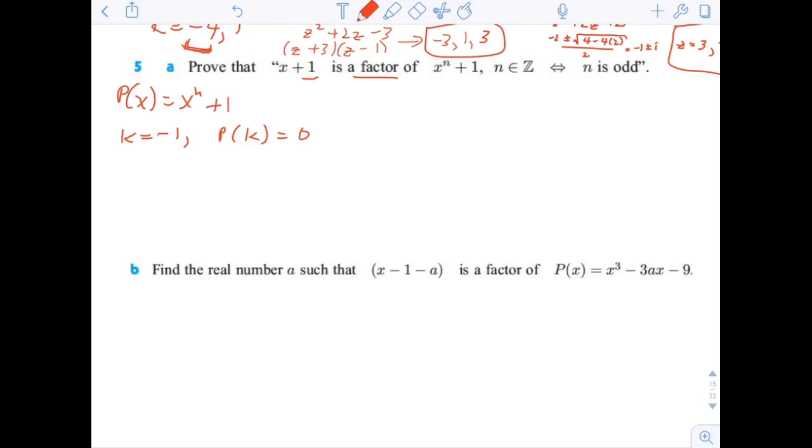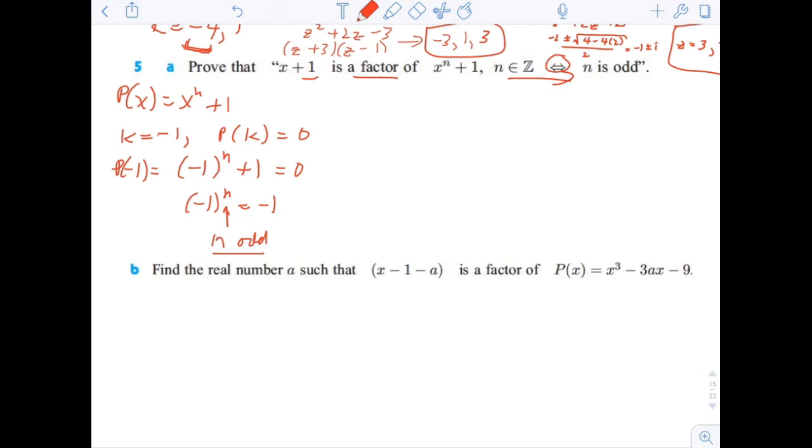So I'm going to put that p of negative 1 is equal to negative 1 to the n plus 1 is equal to 0. And let's see when this is true. We'll put negative 1 to the n equals negative 1. So this only happens when n is odd, right? Okay, yes, so it seems to be true. Okay, so we've shown this direction is true.